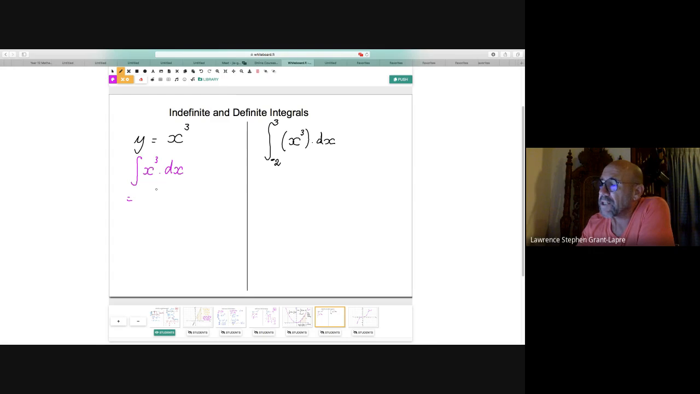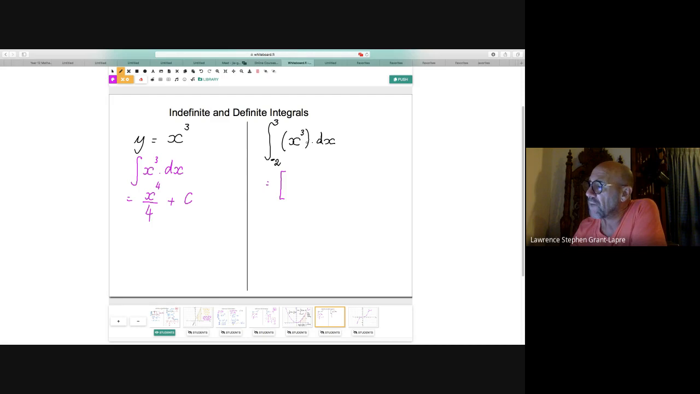We take that index 3, we raise it by 1, and we get a 4. And then we divide by that new value of the index. So we divide by 4, and then we put a plus c. Okay, so there is the indefinite integral. That's all we have to do. Now for the definite integral, this time we keep in mind we have to go between -2 and 3.